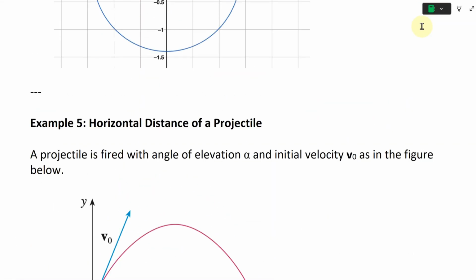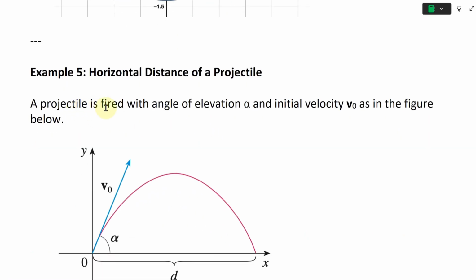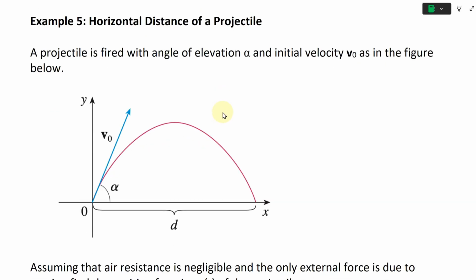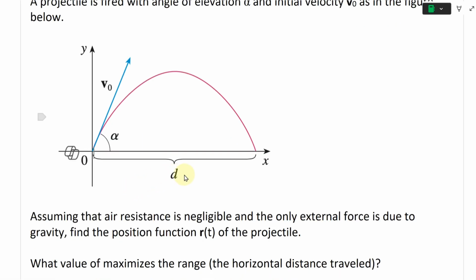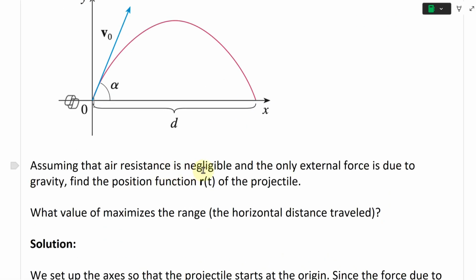Alright, now let's go further and take a look at example 5, the horizontal distance of a projectile. A projectile is fired with angle of elevation alpha and initial velocity v0 as in the figure below. So there's the initial angle, and it's launching outward and going in a parabola like that. Then there's distance d there. Assuming that air resistance is negligible and the only external force is due to gravity, find the position function r of t of the projectile.